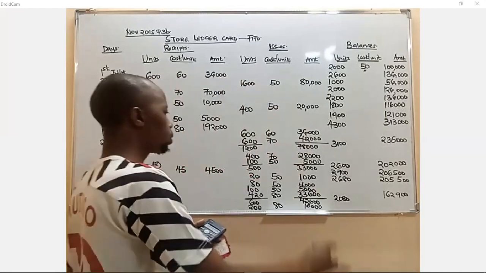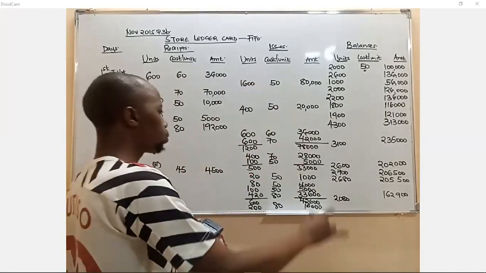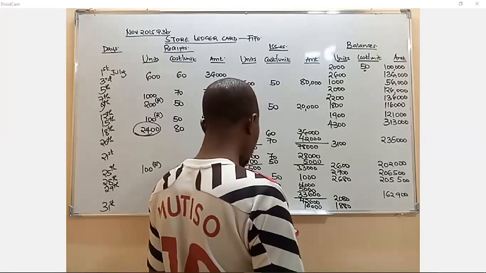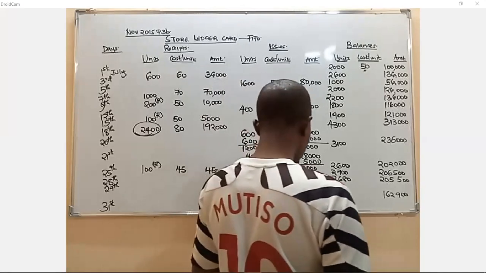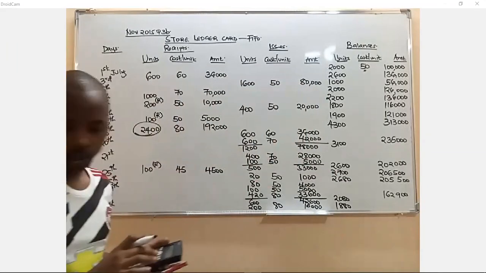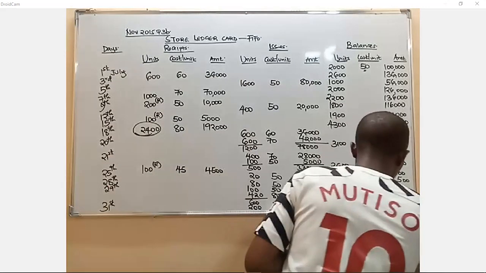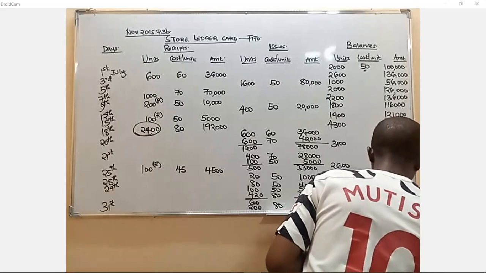Right? So go to store and do deductions. You're going to be remaining with 1880, right? And then you take 162,900 minus 16,000, right? You're going to be remaining with how much? 146,900.